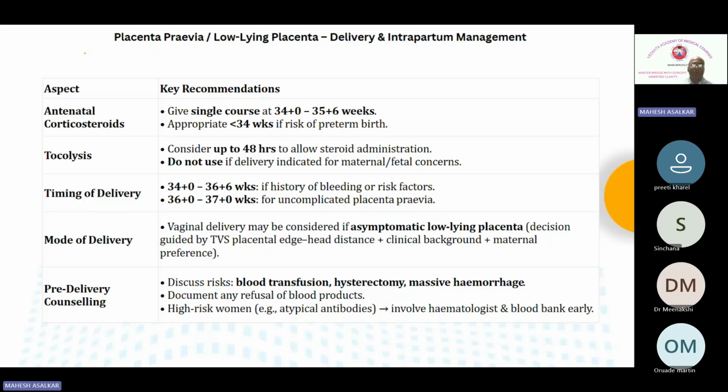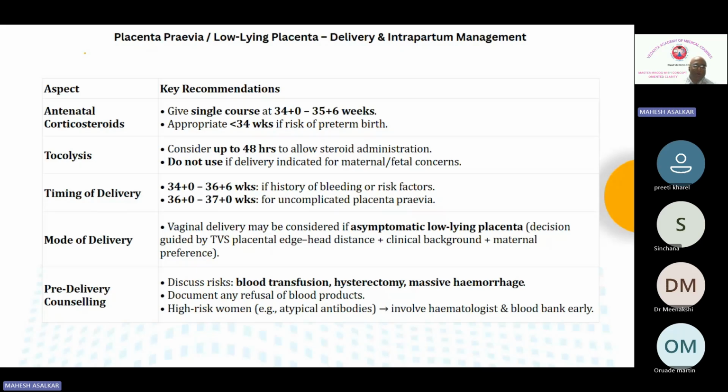What is the role of tocolysis in these cases? It will be considered. It is mainly to allow the action of the steroids for 48 hours. Otherwise, do not use it if delivery is indicated for maternal or fetal concerns. So tocolysis per se has a limited role, and it is mainly for the action of the steroids.